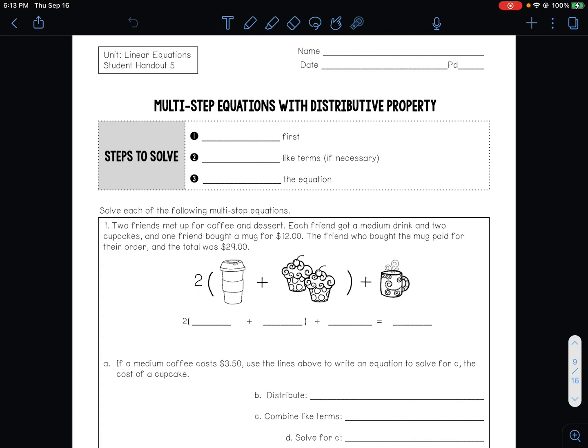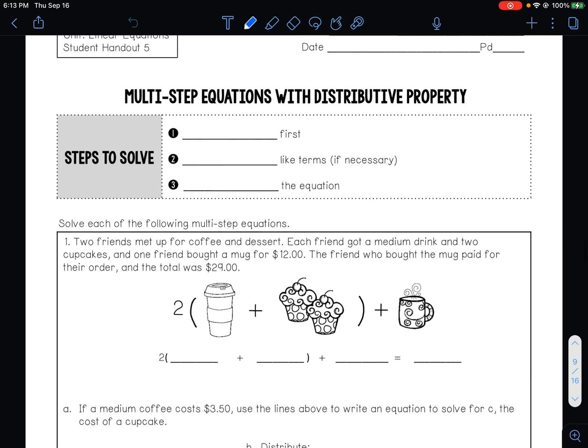In this video, I'm going to cover multi-step equations with distributive property. So we covered multi-step equations before. Now we're going to add an extra step where we are adding the distributive property. So what's our first step whenever we see these? And what are we talking about with multi-step equations?